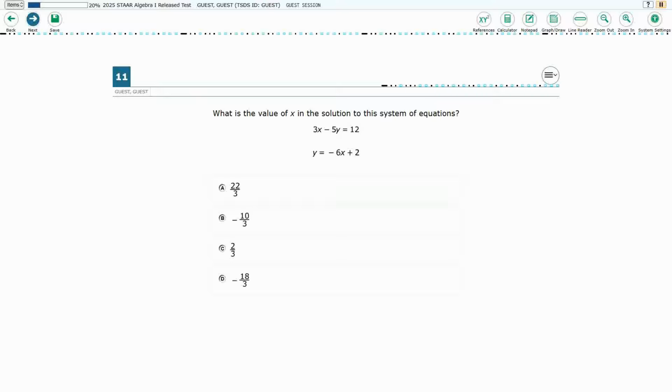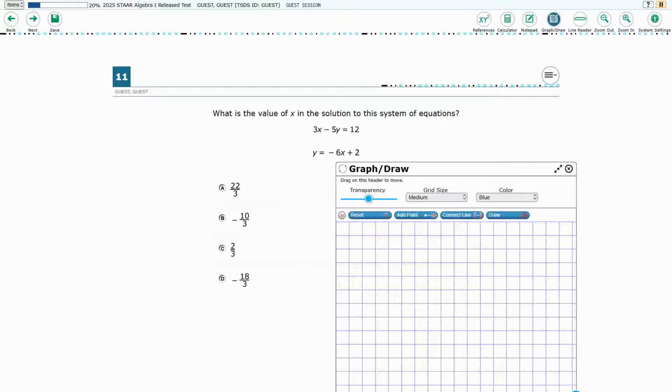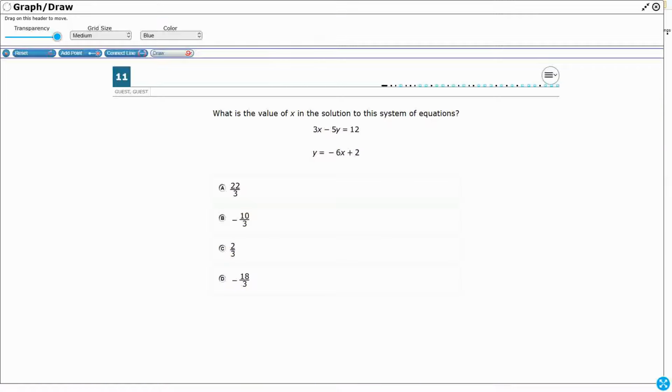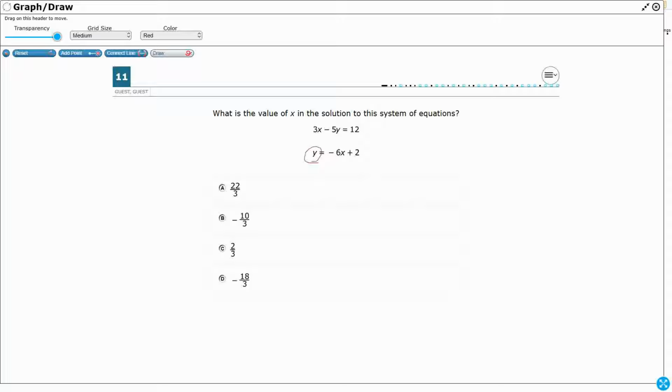Number 11, we are looking at 8.5c. We've got systems of linear equations, and we need to find a solution. Now, there's a few different methods we can use, but it looks like they've got substitution lined up for us.